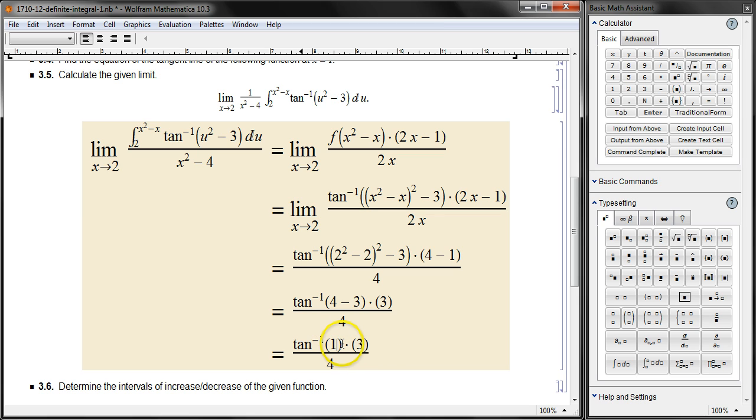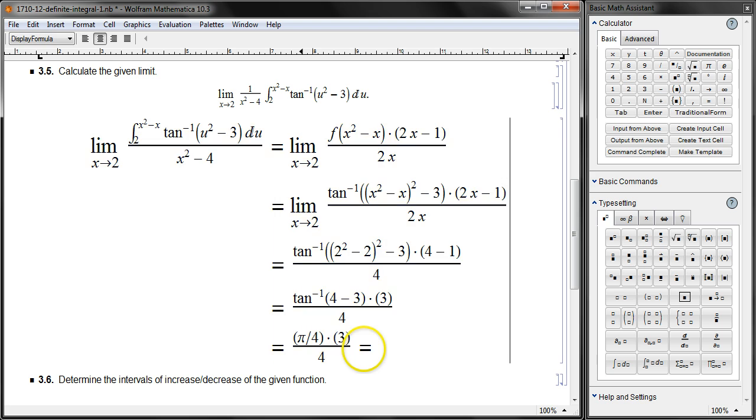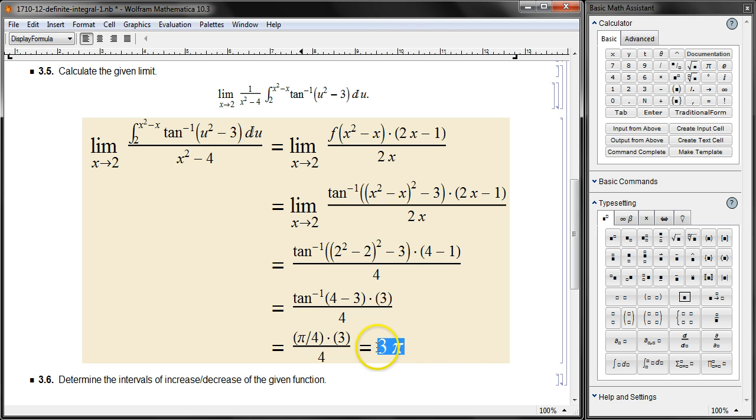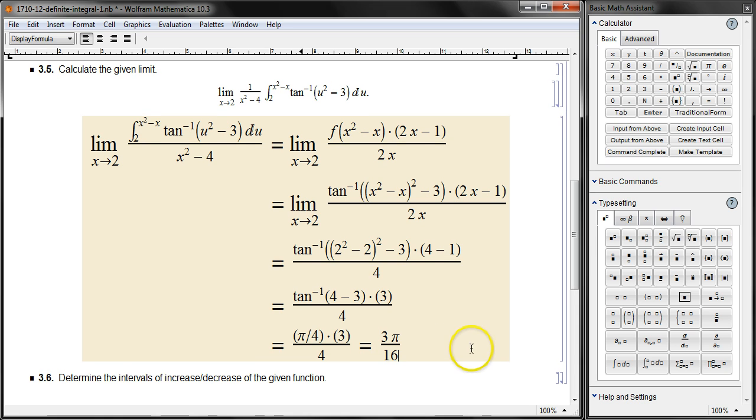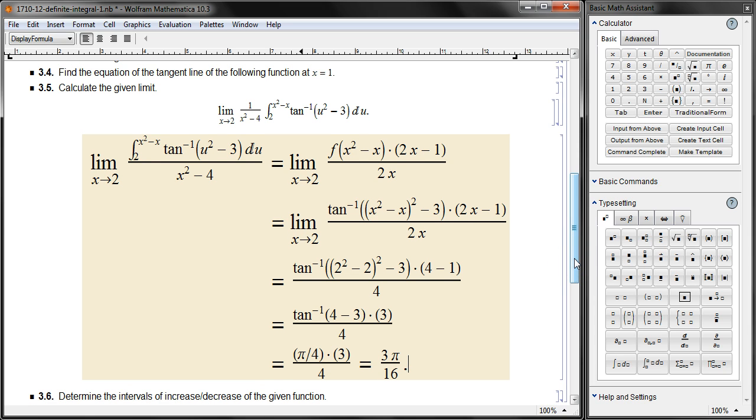What is arctangent of 1, by the way? It's going to be pi over 4. So we end up with, oh, we can finish it here. 3 pi over 16. And there goes the complete computation.